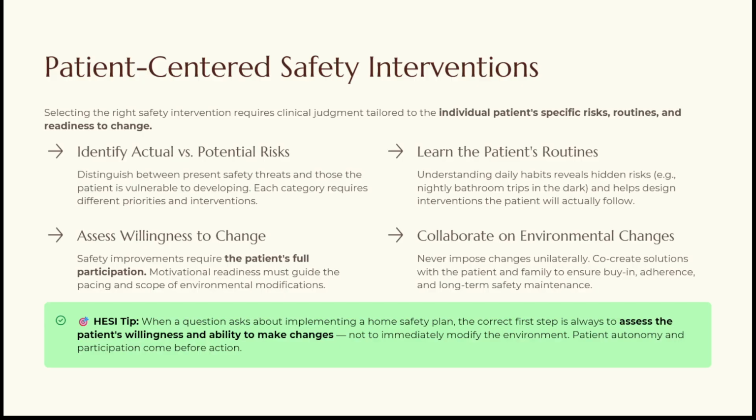For HESI, assess the patient's willingness and ability to make changes before implementing interventions.